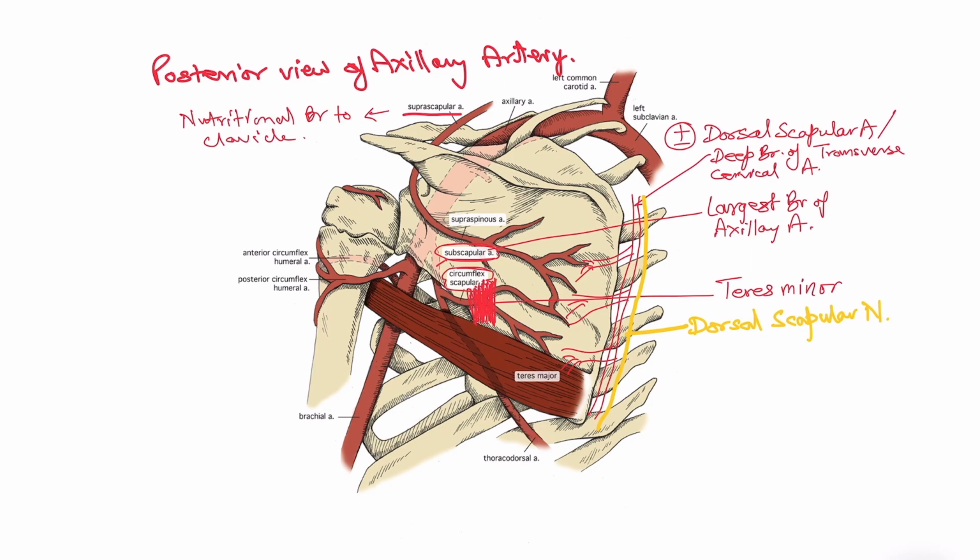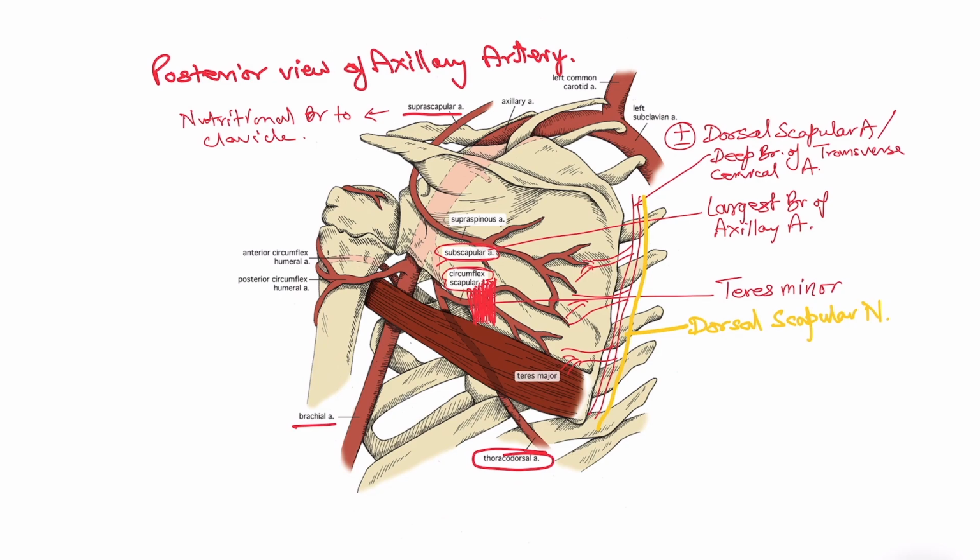And now can you see this thoracodorsal artery I taught you? It is the continuation of the subscapular artery along the lateral border of the scapula and reaches down below this muscle, latissimus dorsi, to supply it. And in its course, it also supplies blood to serratus anterior.